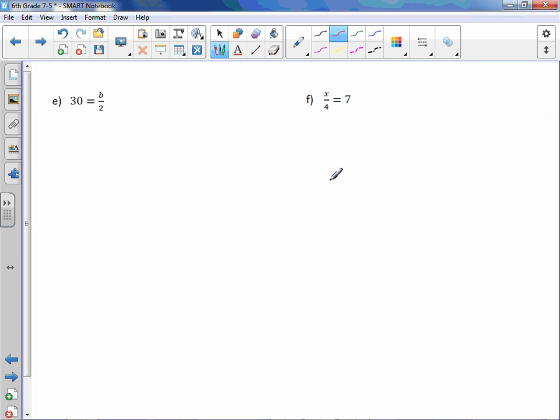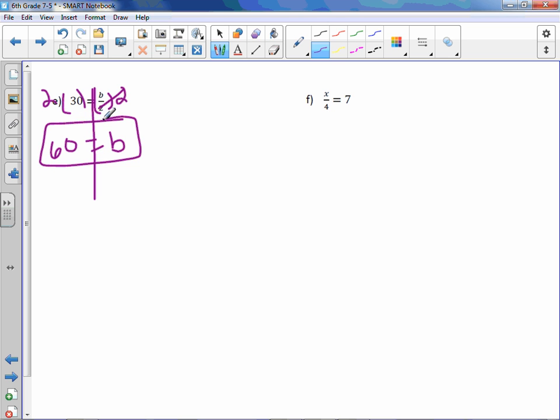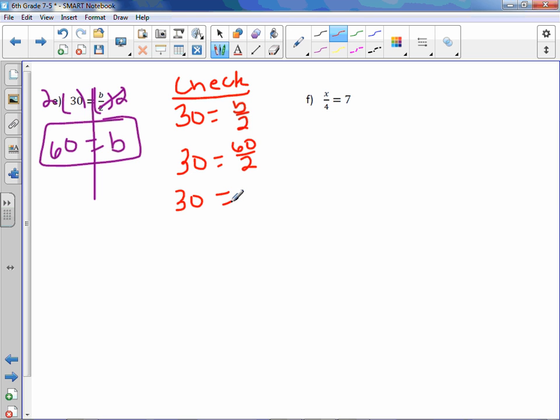Letter E. 30 equals B divided by 2. Now we have B on the right side this time. We need to get rid of the divided by 2. So we are going to multiply both sides by 2. We get 60 equals B. And for the check, 30 equals B over 2. 30 equals 60 over 2. 30 equals 60 divided by 2 is 30.